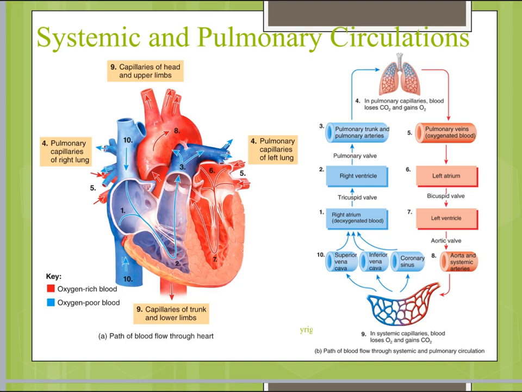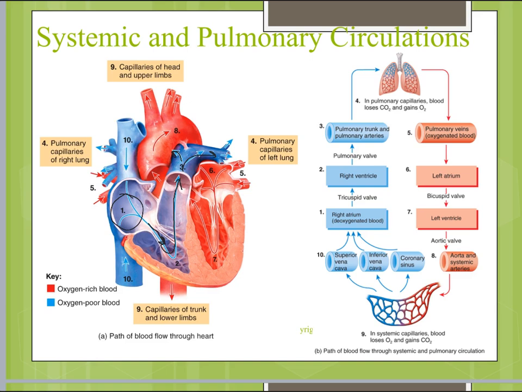And whether we're talking about the electrical conductance through the heart or the flow of blood through the heart, we're always going to start at the right atrium, right here, number 1. So what happens? The right atrium is going to contract. It's going to send blood into the right ventricle. The right ventricle contracts and is going to send blood through that pulmonary semilunar valve into the pulmonary trunk, and then it will diverge to the right and left lungs via the pulmonary arteries.